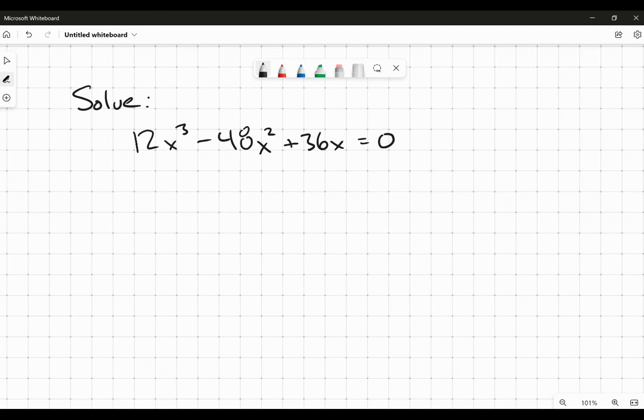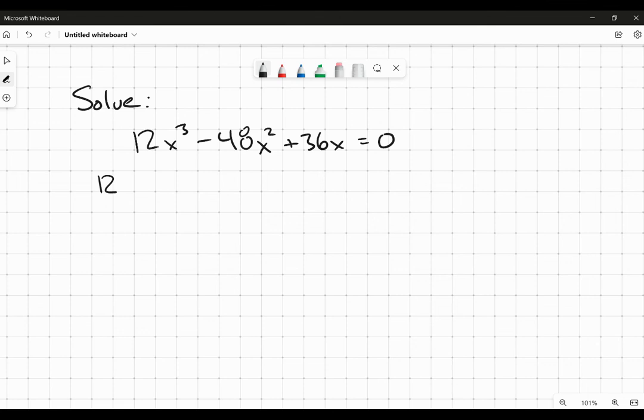Right, hi everybody. So in this video here, we're going to solve the equation 12x cubed minus 48x squared plus 36 equals 0. And we're going to factor to do it. And now the first thing I see when I take a look at these values here, I see a common factor of 12 between the 12, the 48, and the 36. So I know I can pull out a factor of 12.